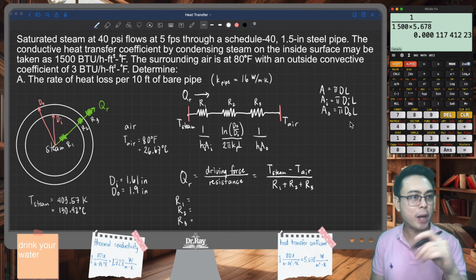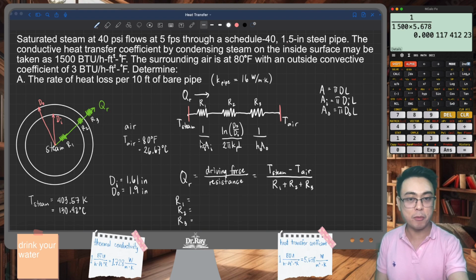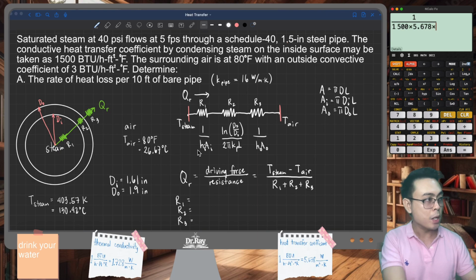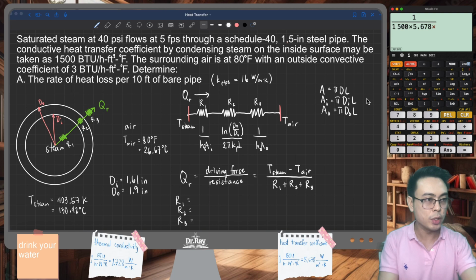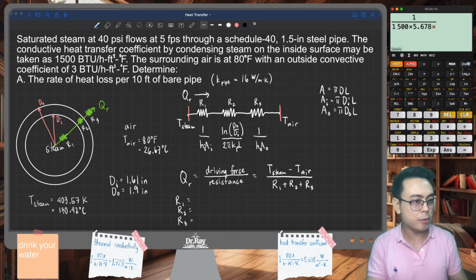Okay, going back to the first resistance, that is 1 over h sub i. I'm right here already for my calculation, right? And we multiply this by the internal surface area of the pipe. Take a look at this equation. That's pi, di, and L. Make sure to convert everything to standard SI. So we multiply this with pi.